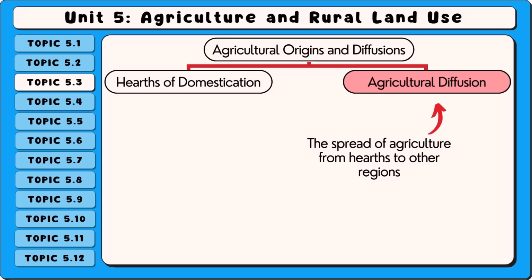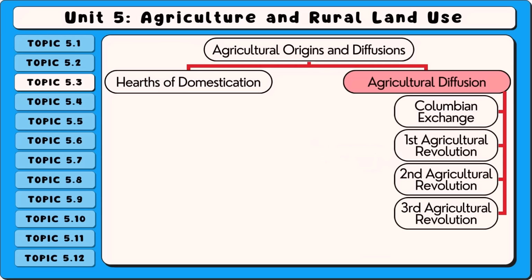Okay, the second half of this lesson is about agricultural diffusion, which refers to the spread of agriculture from hearths to other regions. In this section, we will study 4 major patterns of agricultural diffusion: the Columbian Exchange, the First Agricultural Revolution, the Second Agricultural Revolution, and the Third Agricultural Revolution.